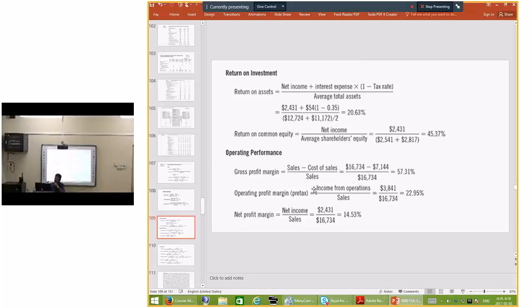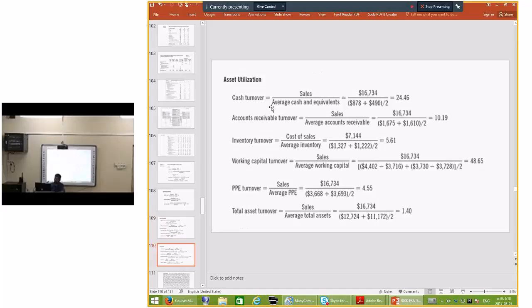Debt collection period and other details here. Return on assets, return on investment, return on common equity, operating performance, gross profit margin, operating profit margin, net profit margin, and asset utilization, cash turnover. You can see accounts receivable turnover, inventory turnover, working capital turnover, then plant, property and equipment turnover.